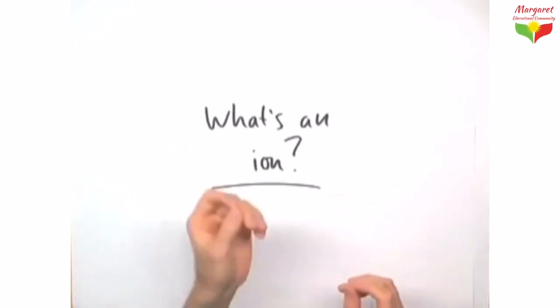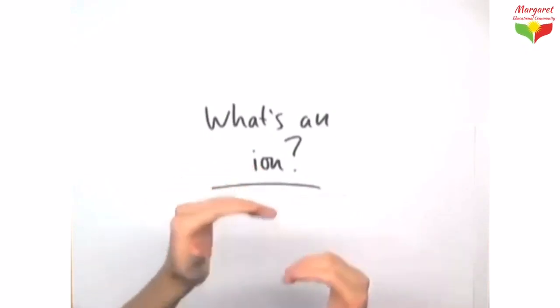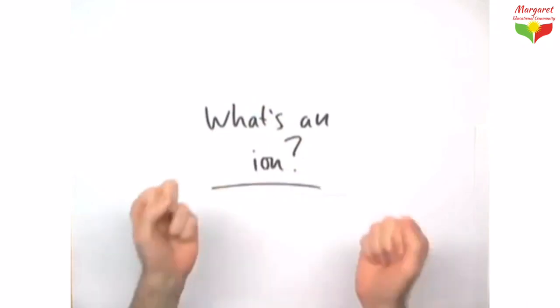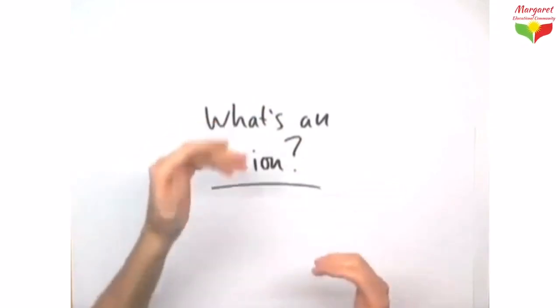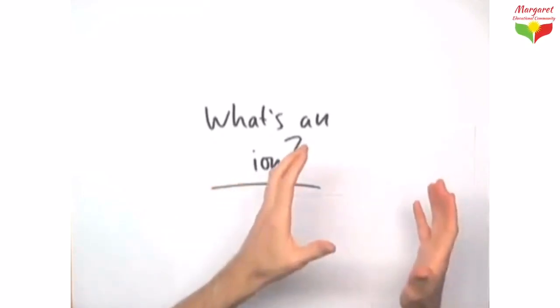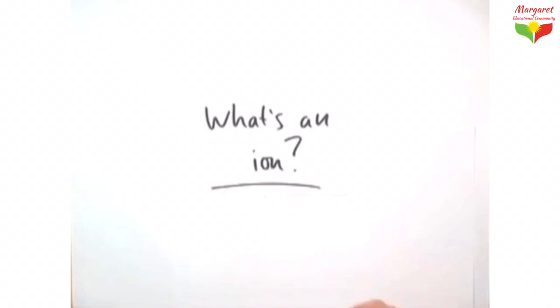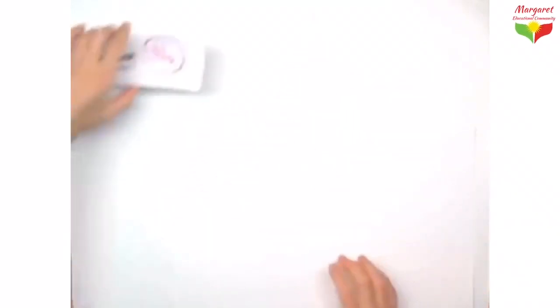But sometimes an atom can gain or lose electrons. So it gets more or fewer electrons than protons and then the numbers don't balance out anymore. It's left with more negative charge because it has more electrons or with more positive charge because it has more proton. Let me give you a couple examples of how this happens.